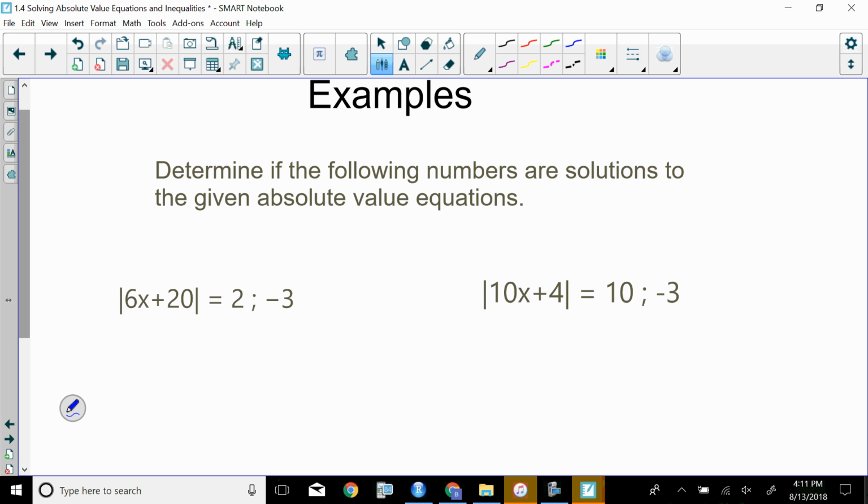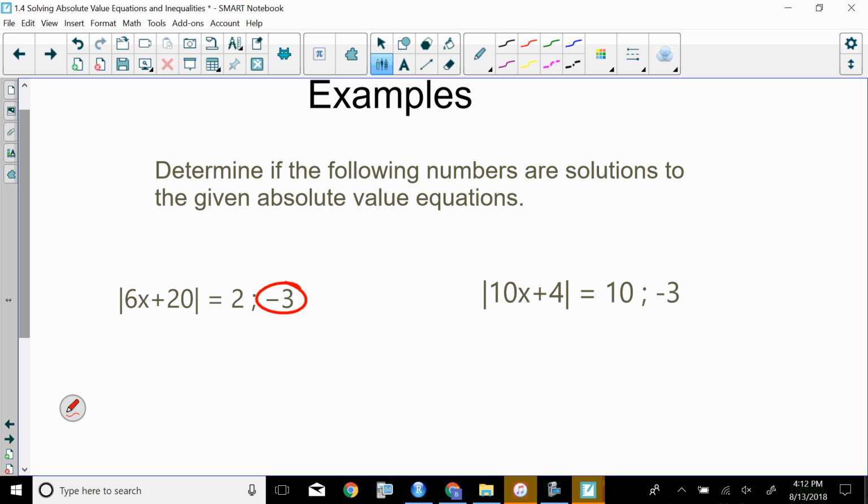It says determine if the following numbers are solutions to the absolute value equation. This would be a great time in the video to pause it and take some time to write down the questions. All right, now that you've got the questions written down, let's see if we can answer them.